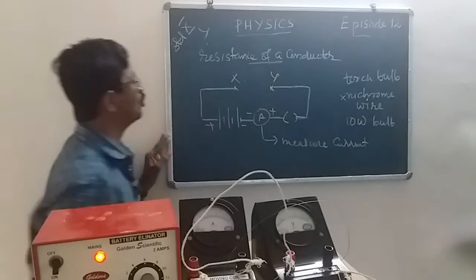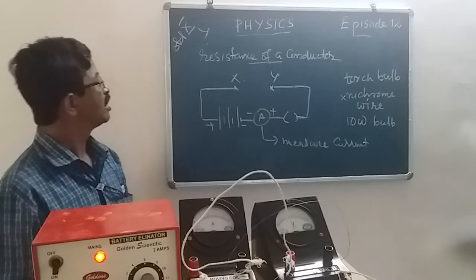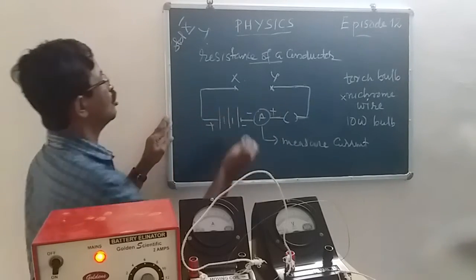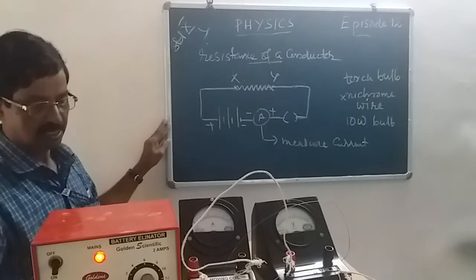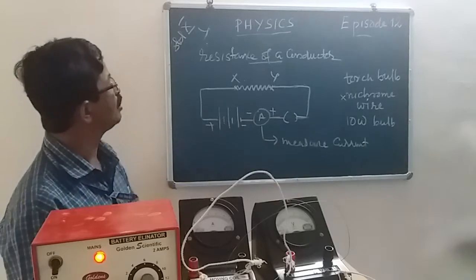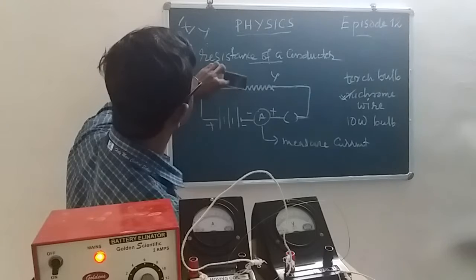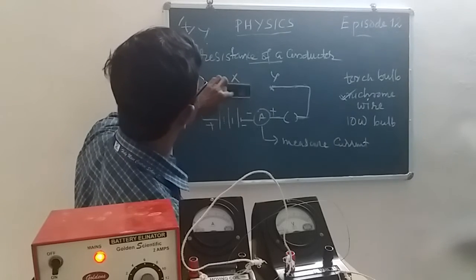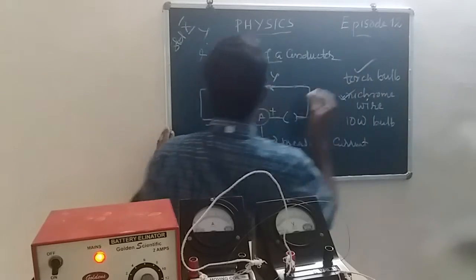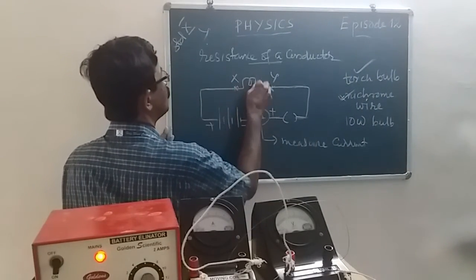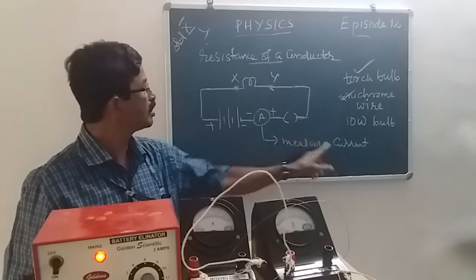How much current is flowing through the circuit, that we measure. What we did is connect the nichrome wire here. Then after observation, we remove this nichrome wire from there. Now we introduce this torch bulb here. And again we observe the current through this ammeter.